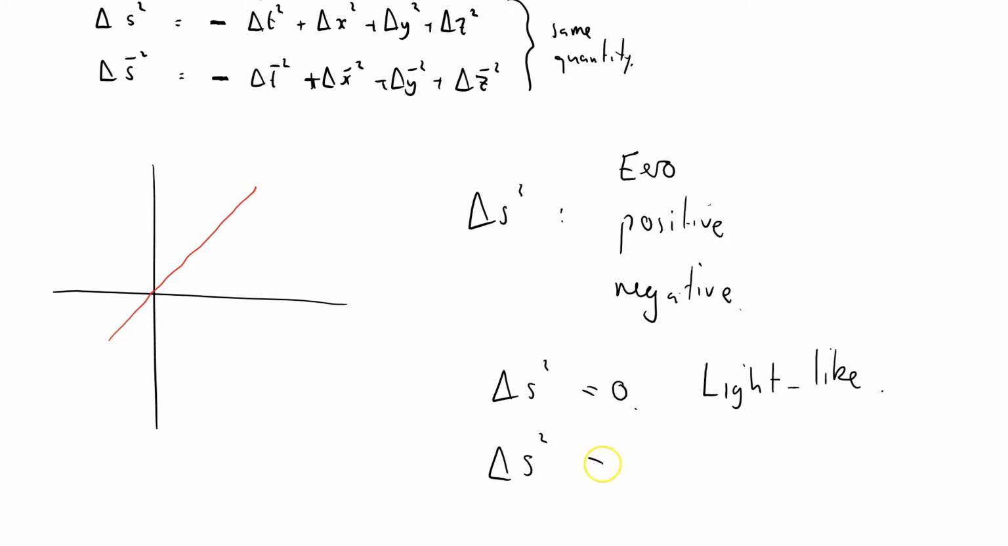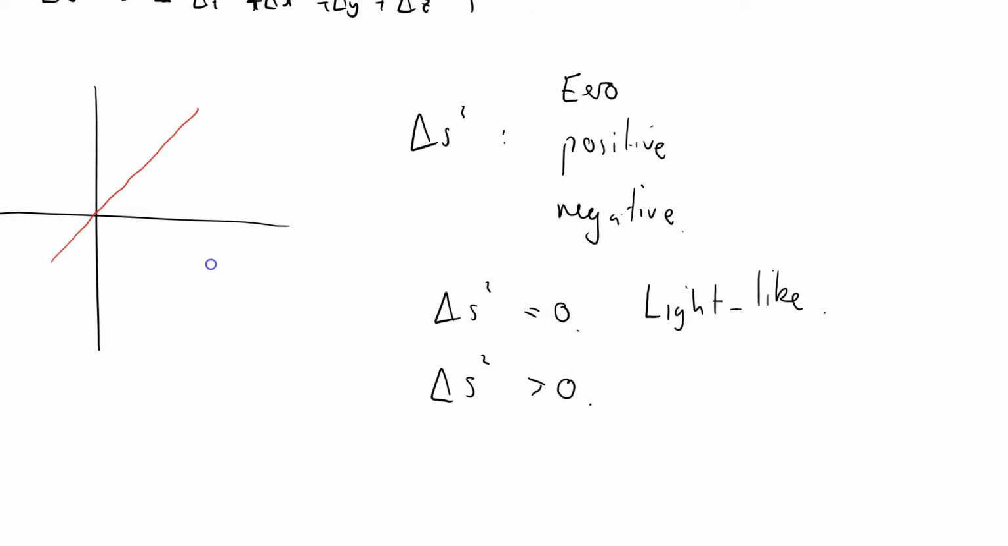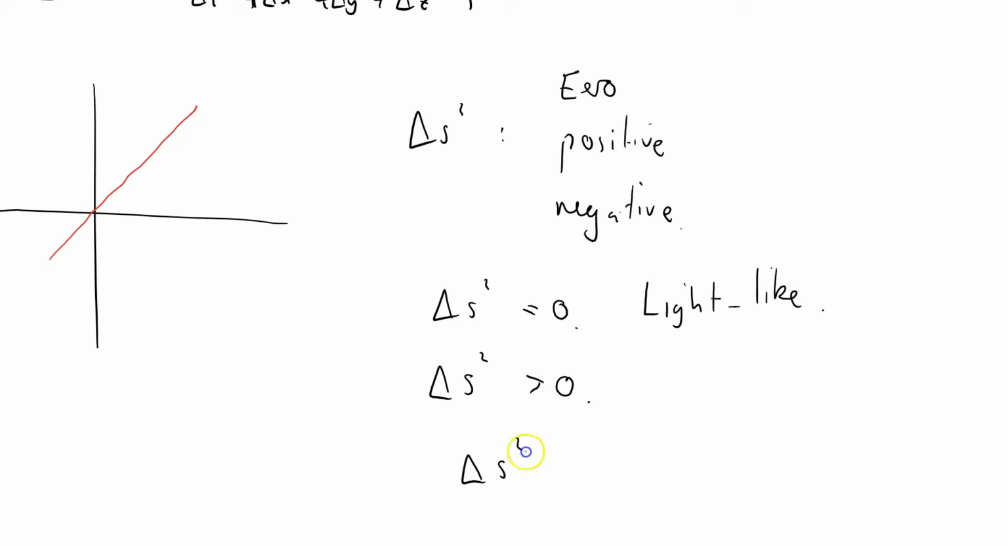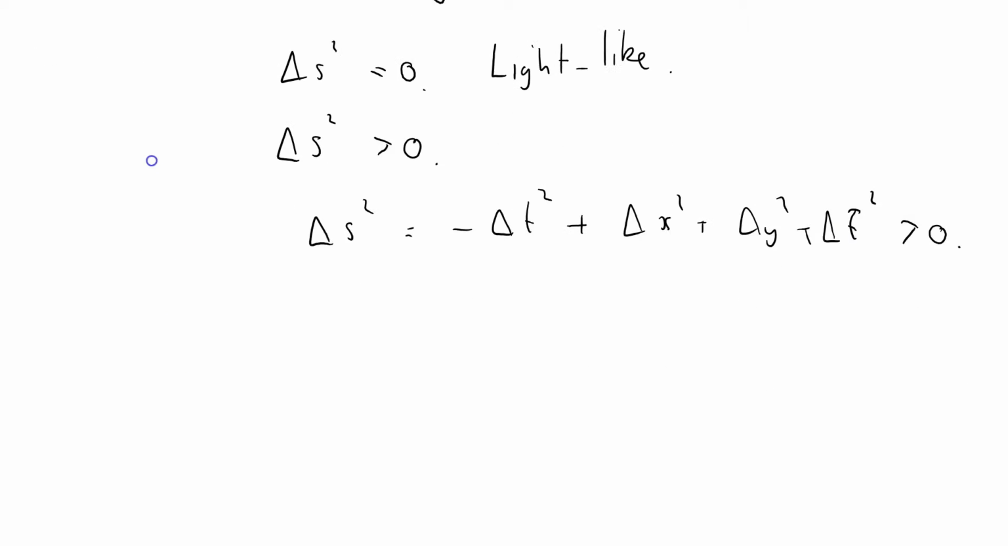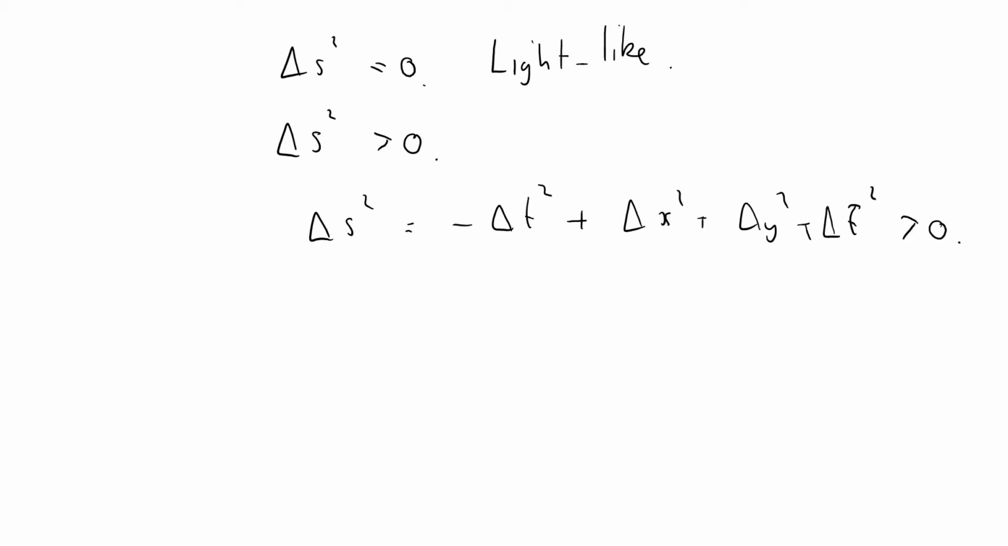If delta S squared is positive, what does that mean? That means that delta S squared equals minus delta t squared plus delta x squared plus delta y squared plus delta z squared is positive. So I guess the standard way to do that is to arrange things so that delta t equals 0, and then what we've got is this nice system here.